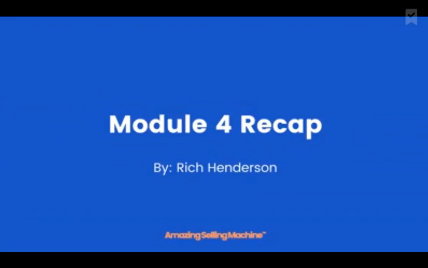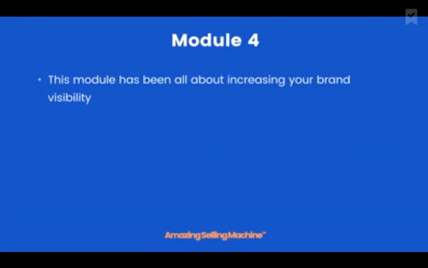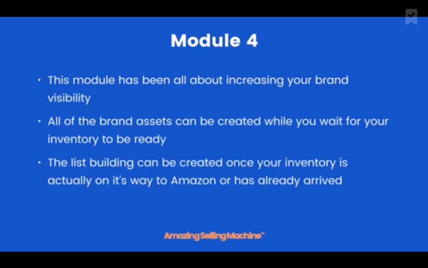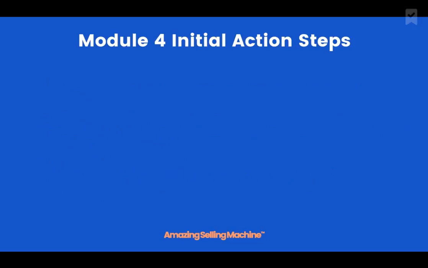Module 4 Recap and Action Steps. This module has been all about increasing your brand visibility. All of the brand assets can be created while you wait for your inventory to be ready. And the list building can be created once your inventory is actually on its way to Amazon or has already arrived.